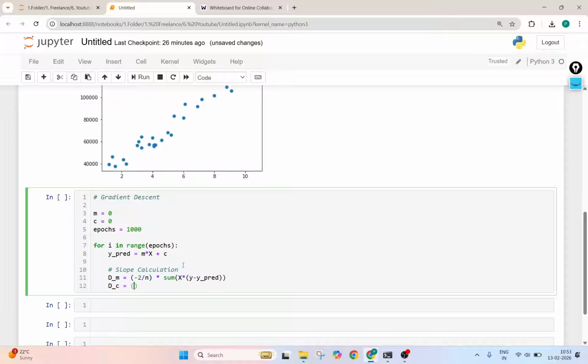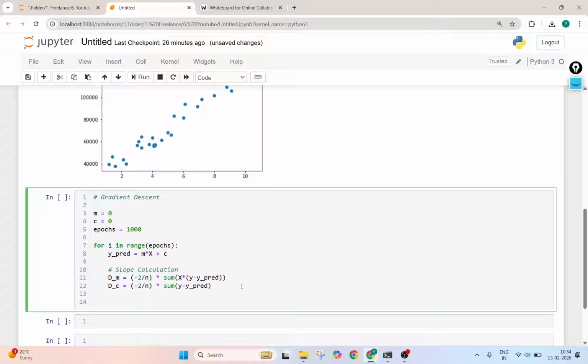And dc equals minus 2 by n into sum of y minus y pred. Okay. So we are also doing the slope calculation.